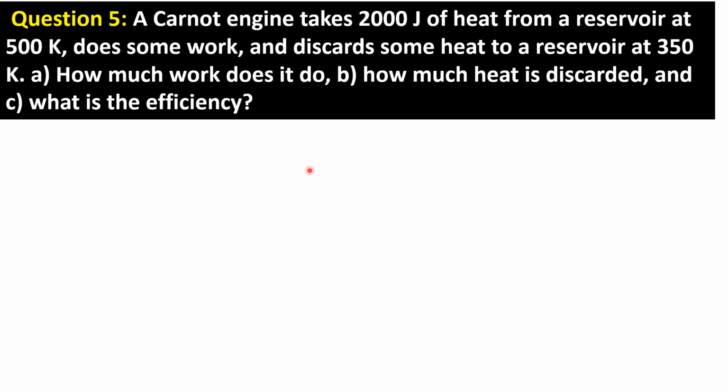Question number 5. A Carnot engine takes 2000 joules of heat from a reservoir at 500 Kelvin, does some work, and discards some heat to a reservoir at 350 Kelvin. Question letter A, how much work does it do? Letter B, how much heat is discarded? And letter C, what is the efficiency of this engine?